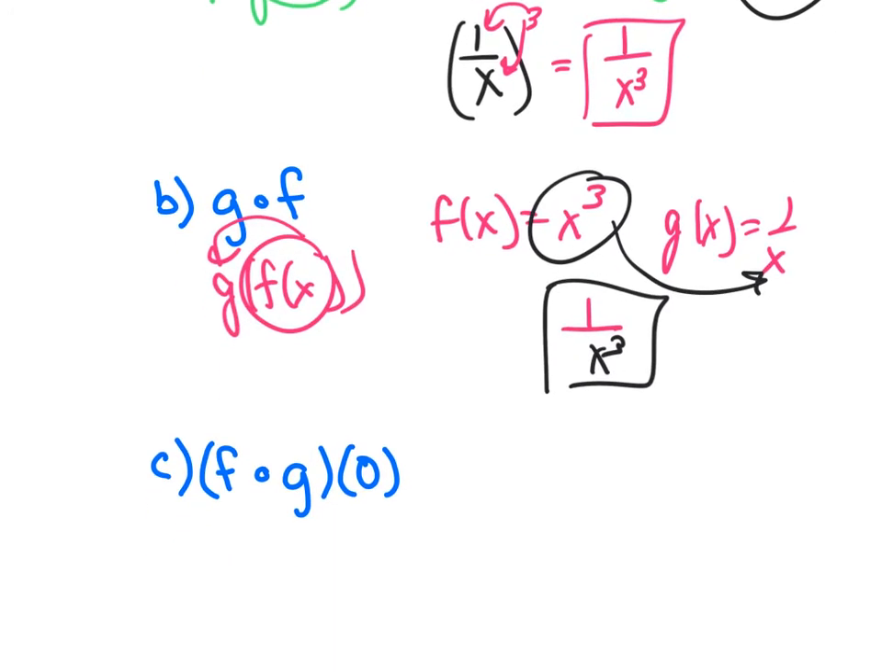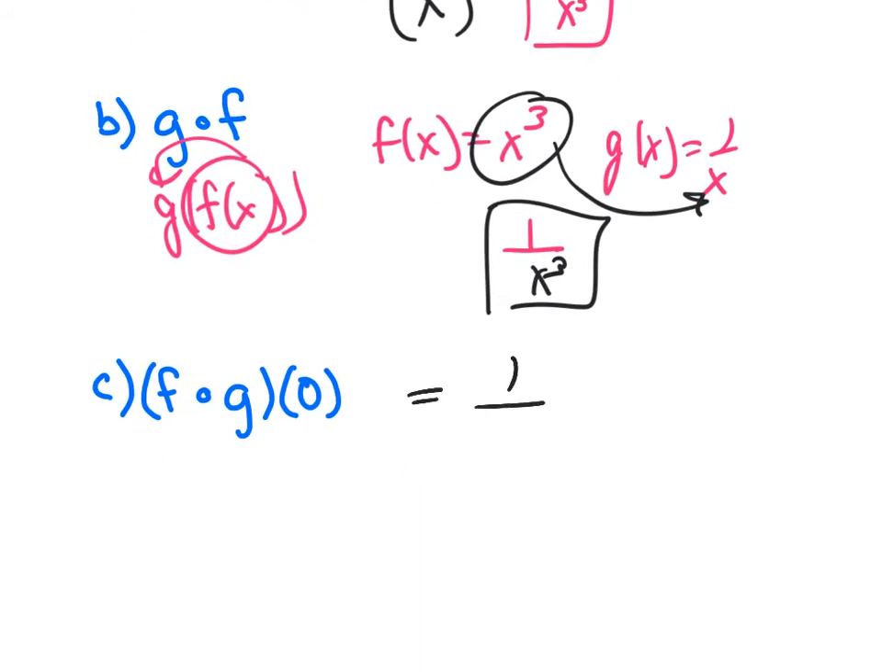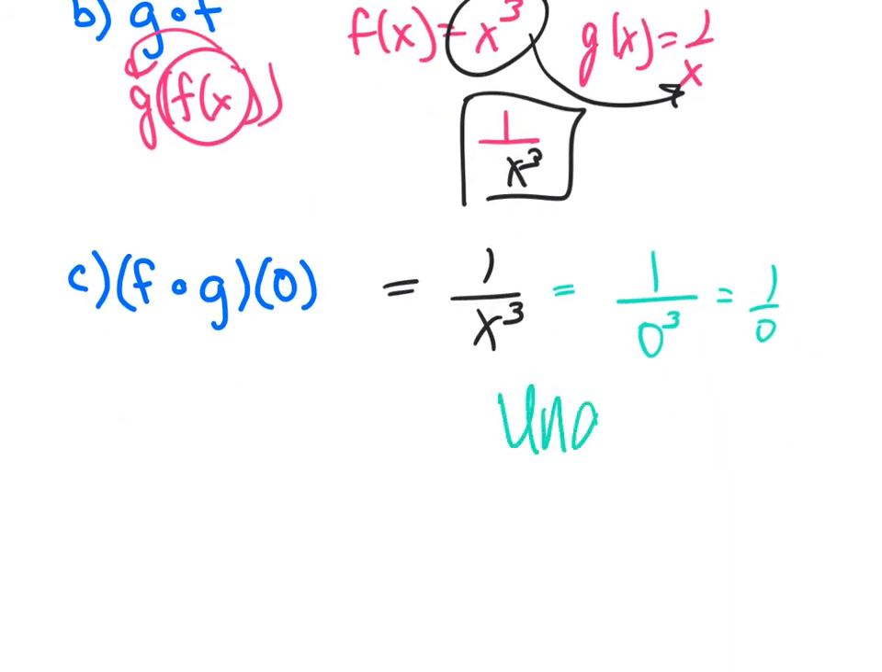Now they want to know, well, what is the f of g of 0? Well, we already did f of g, and we found that to be 1 over x cubed. So when I evaluate that when x is 0, I get 1 over 0 cubed, which is 1 over 0, which is undefined. Can't have 0 in the denominator.